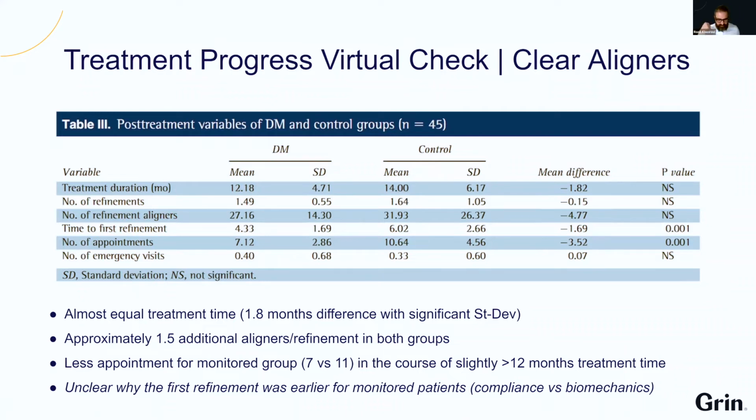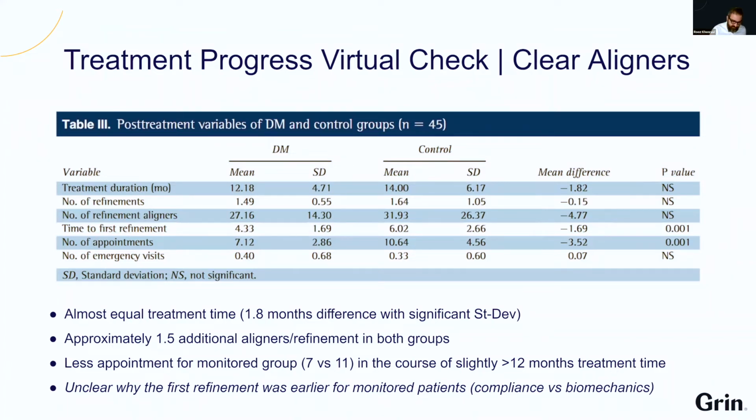So, having a virtual check or not having a virtual check in mild to moderate cases of adult patients, not a major difference, right? That's very interesting to have, within the limitations of the study. And then you can see that the amount of refinement was almost the same as well, which was 1.5, for both groups. But they also showed that there were fewer appointments for the group that was virtually monitored compared to the one that was not virtually monitored.